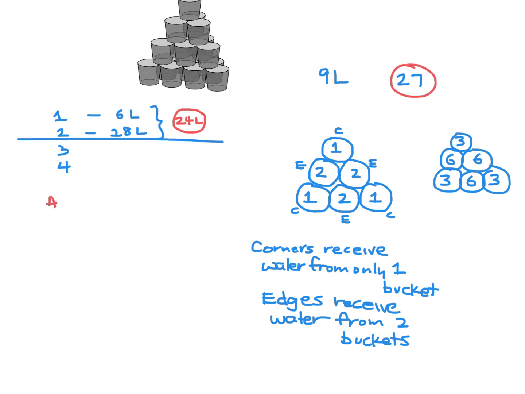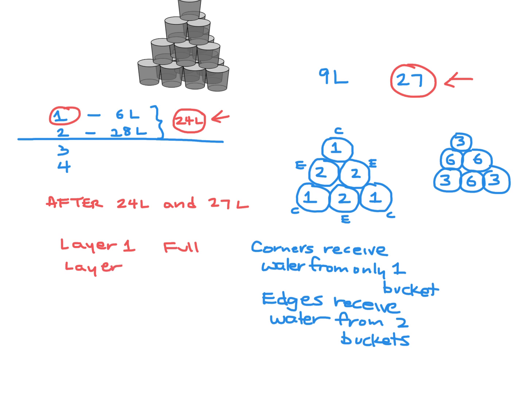So after this 24 and this 27, I have the following scenario. Row 1, or it was called layer 1, sorry, let me just call it layer 1 to avoid confusion. Layer 1, which is this one, is full. That had 6 liters. Layer 2, which is this one, is also full.